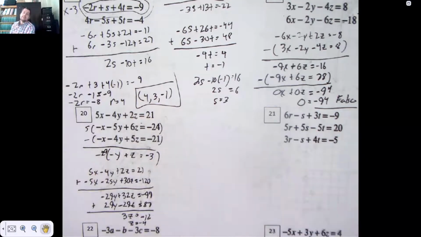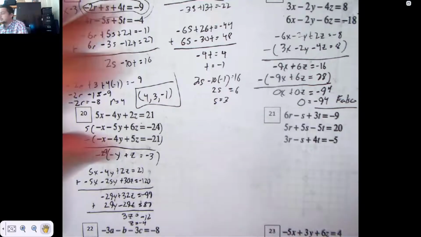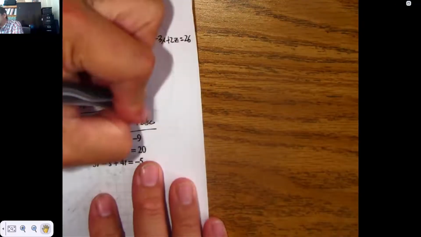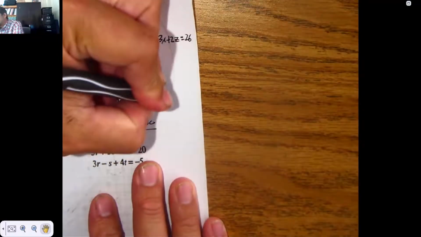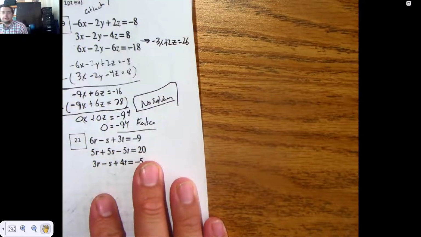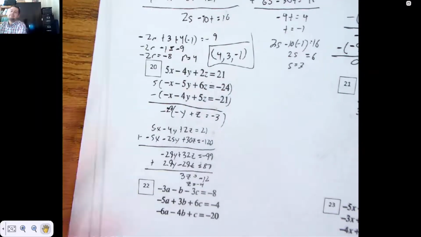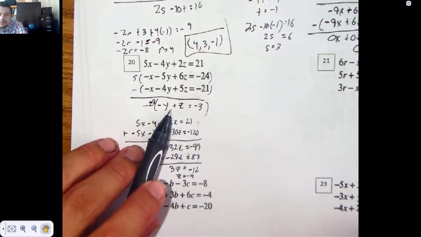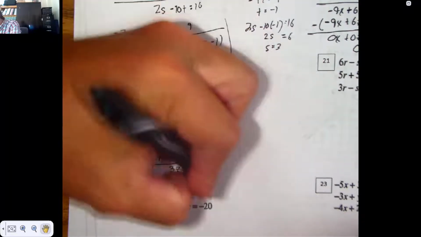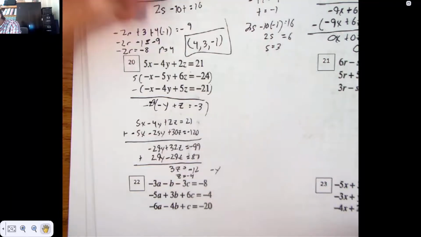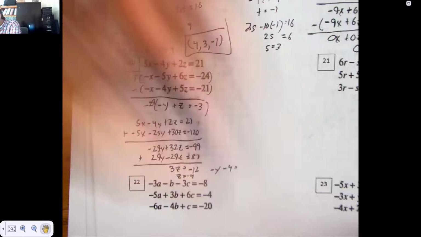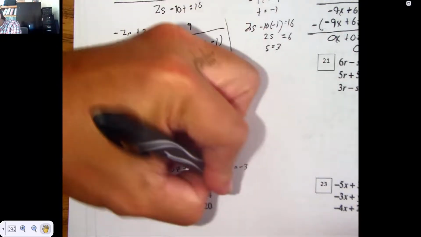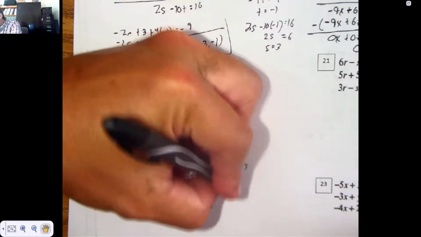And I can just start plugging that thing back in. Oh, by the way, over here, this was no solution. Should have wrote that. Back to that one. That's a pretty good equation to plug into. It's nice and small. Negative y minus 4 is negative 3. Negative y is 1. Y is negative 1.